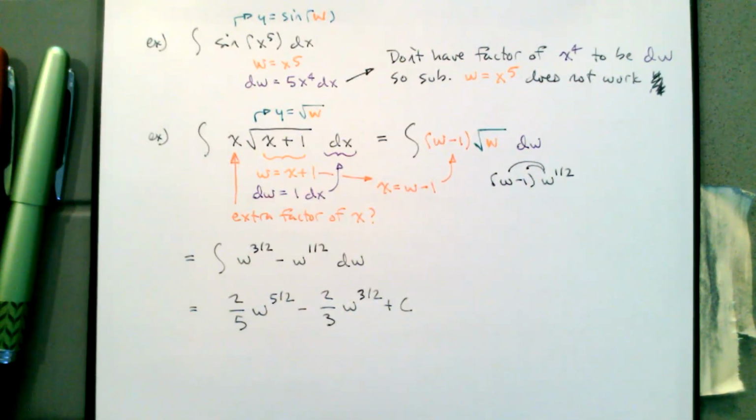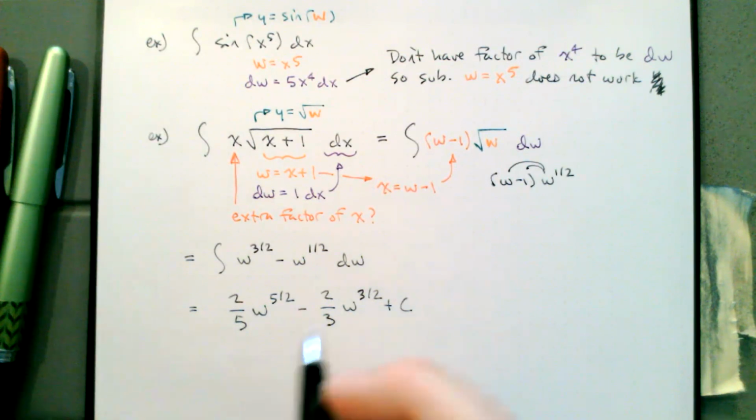Then we have to recognize that w is not the integral we were looking for. We're looking for an x. You just replace the w with an x plus 1.